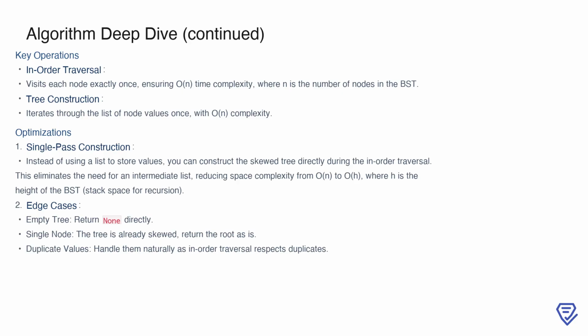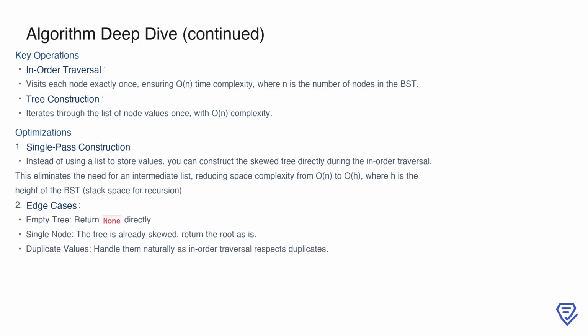The traversal visits each node exactly once, resulting in a time complexity of O(n), where n is the number of nodes in the BST. Similarly, constructing the tree by iterating through the list also takes O(n). To optimize, it's possible to combine these steps into a single pass. By constructing the skewed tree directly during the in-order traversal, we eliminate the need for the intermediate list, reducing the space complexity from O(n) to O(h), where h is the height of the BST. This approach is especially useful for large trees.